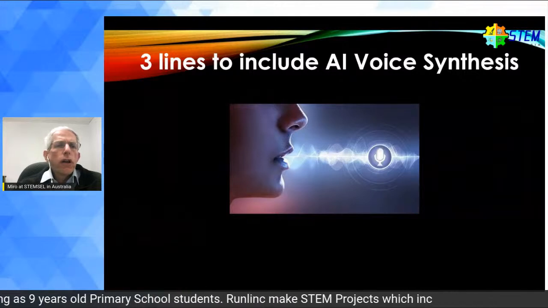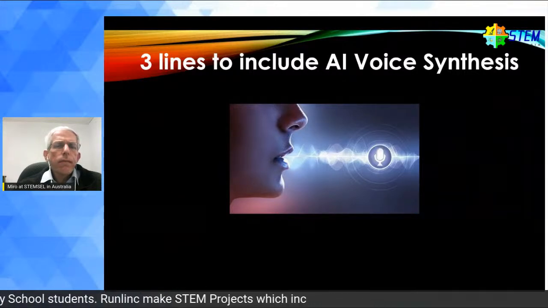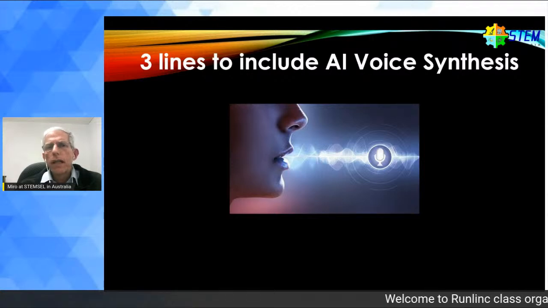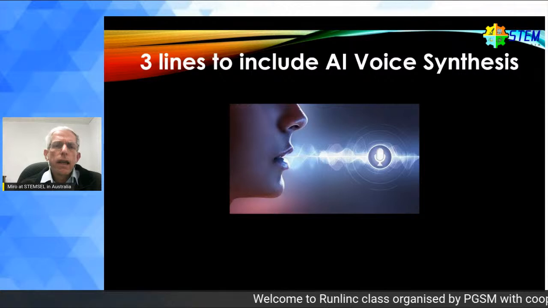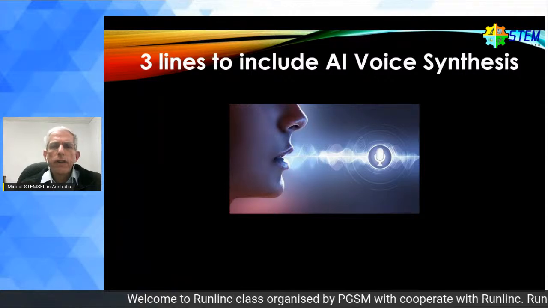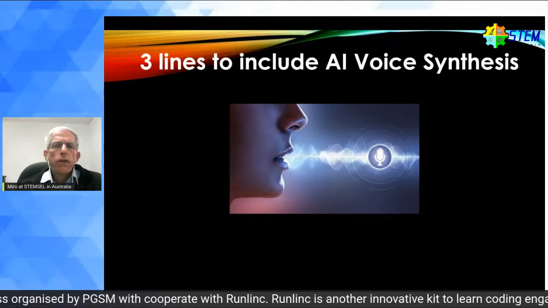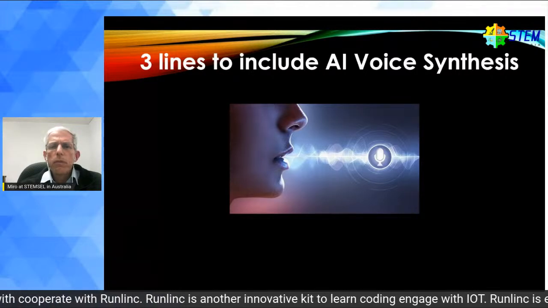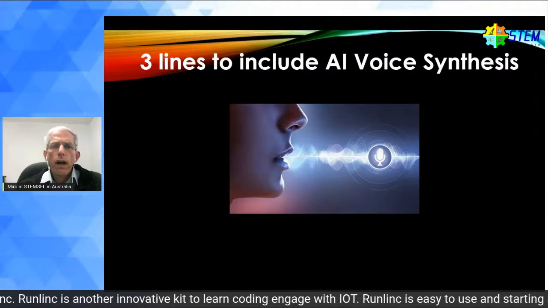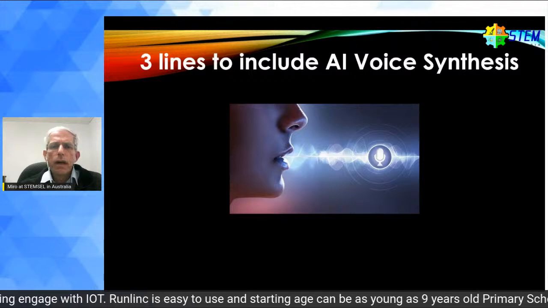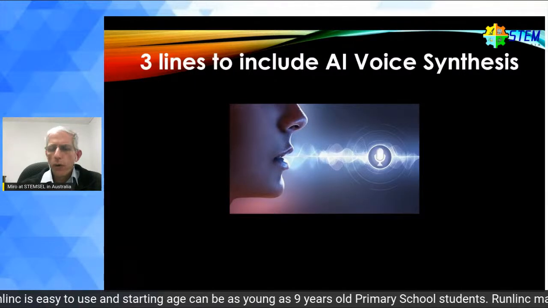Okay, and then if we want to include 3 lines of code, we can add AI voice synthesis. So in the JavaScript, we can change the text to voice. For example, if the project is the intruder alarm, then the voice can actually say, stop, you've been detected, the police are on the way, run, or your picture has been taken, sent to the police, so you better run or you'll be caught.